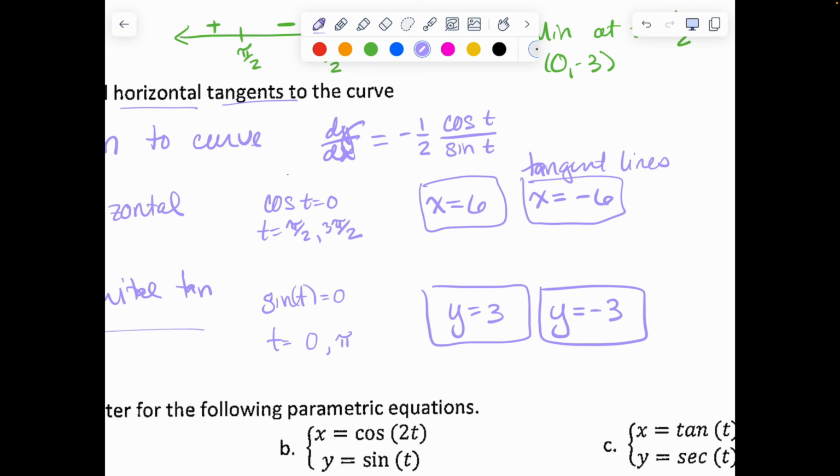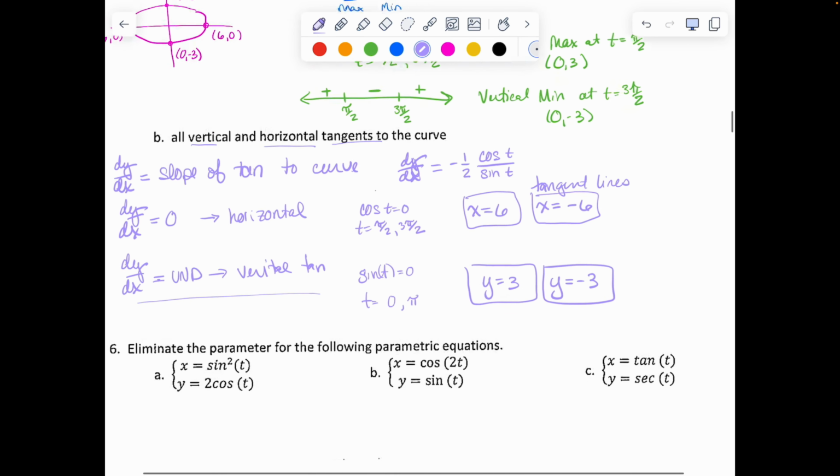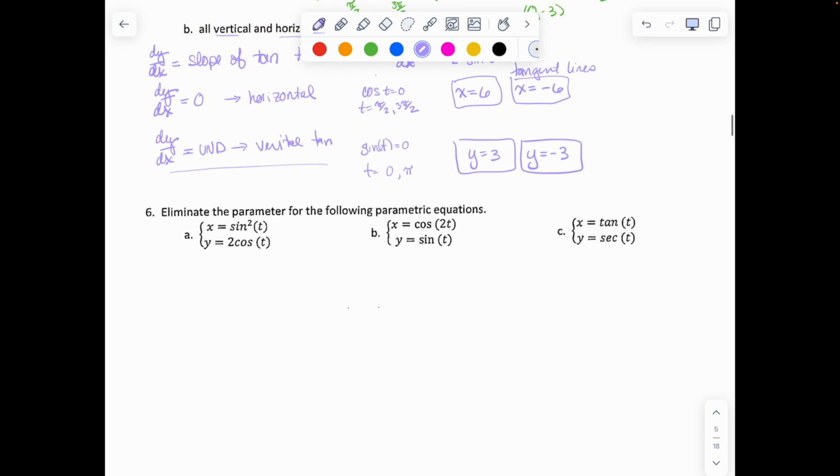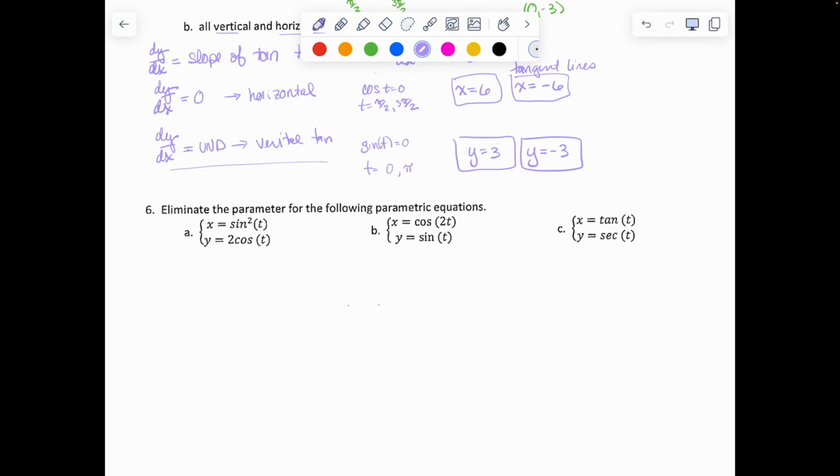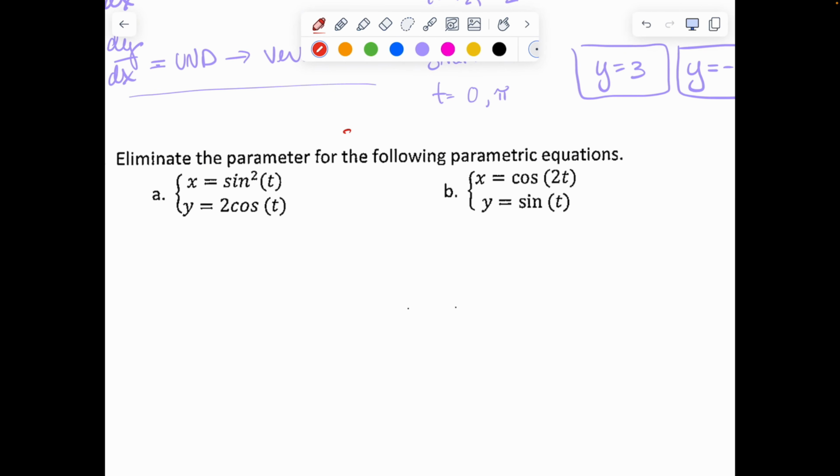Okay, I've been talking too much. Now it's your turn. Eliminate the parameter for each of these parametric equations. Here are the things that you need to know to eliminate parameters. You need to know that sine squared plus cosine squared equals 1.